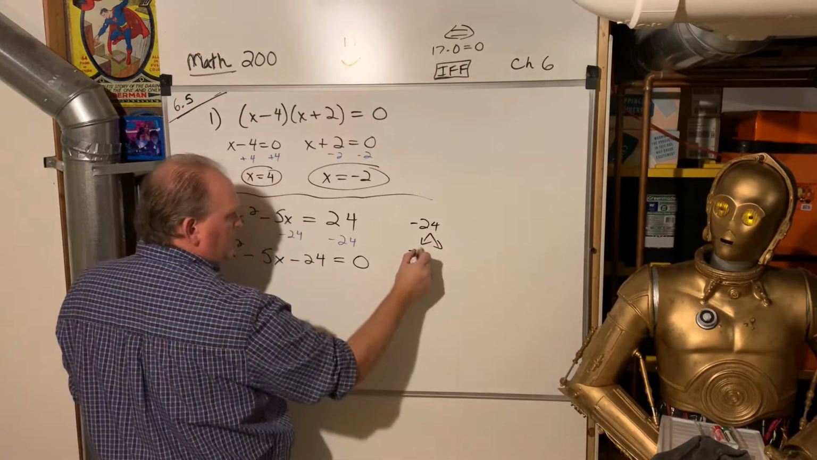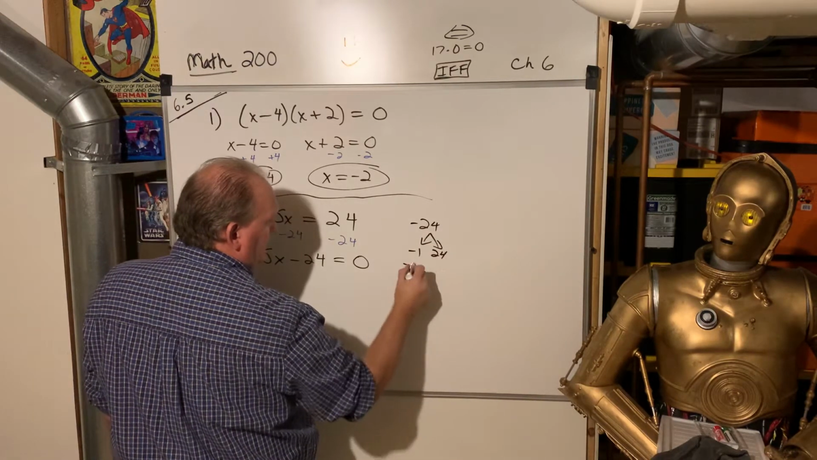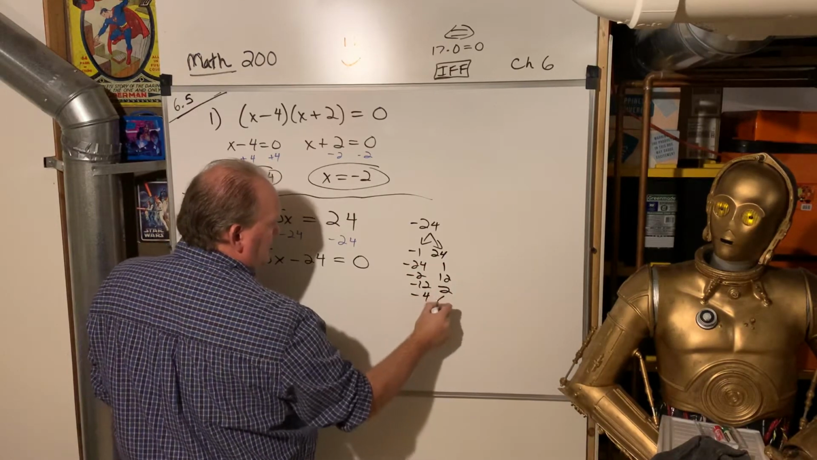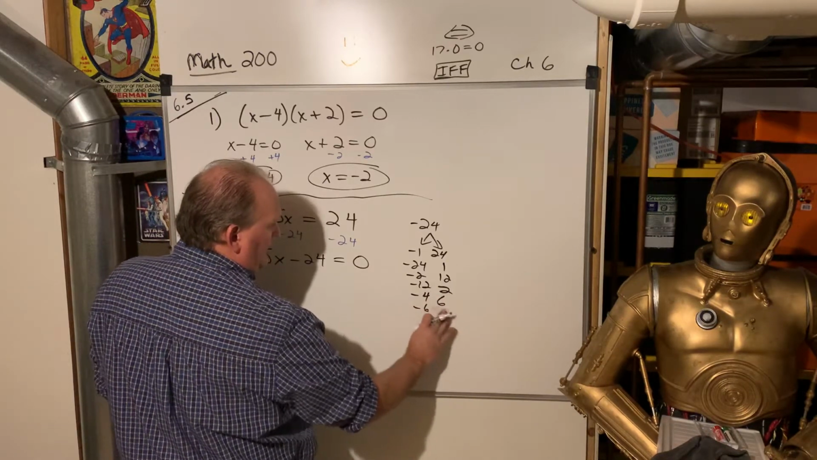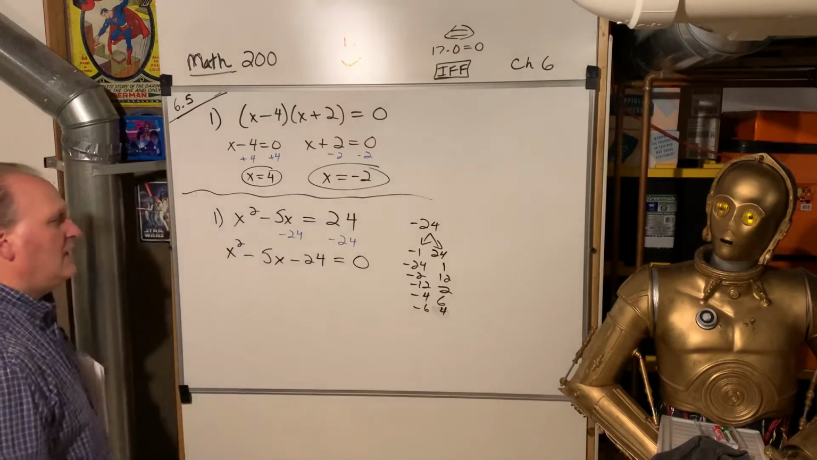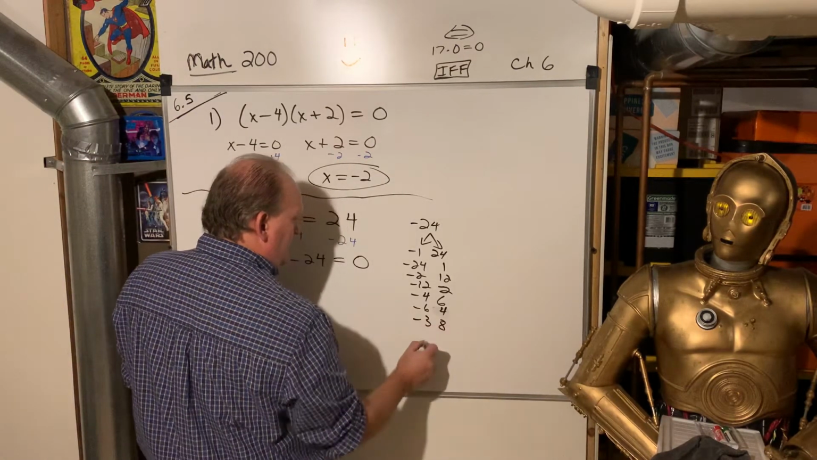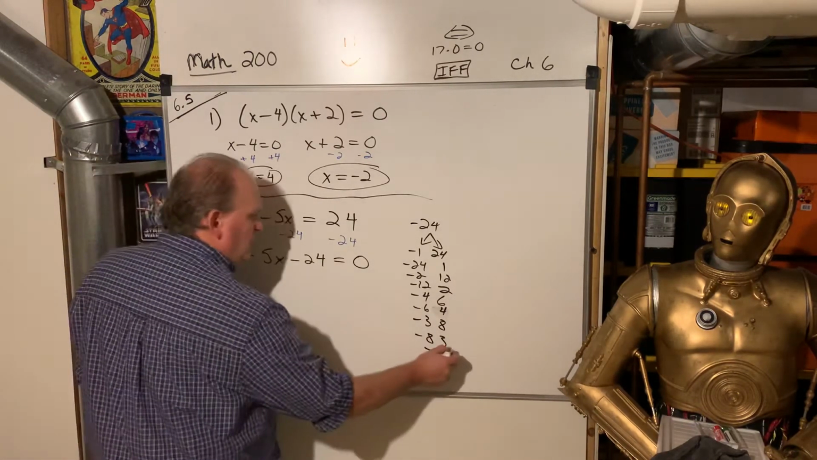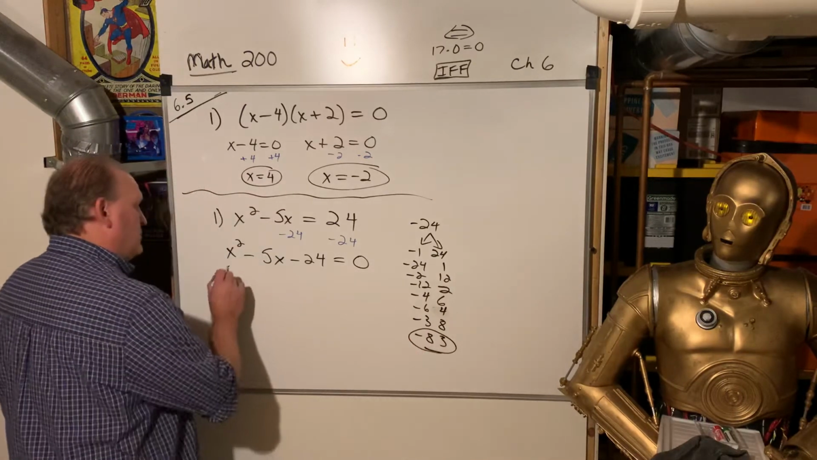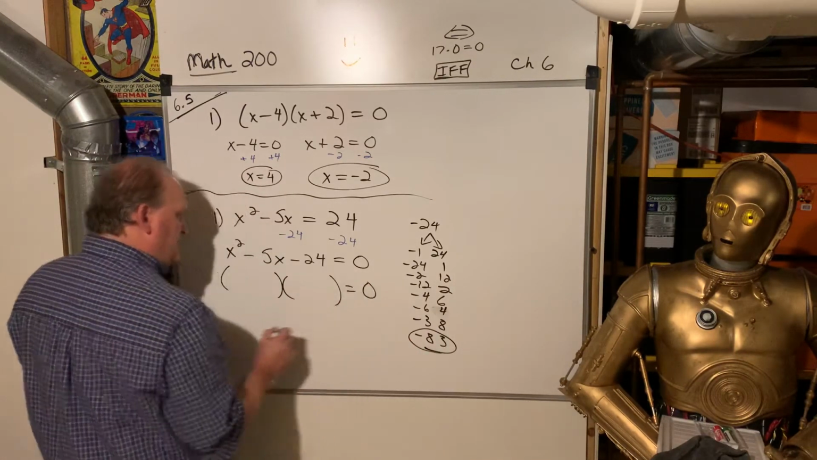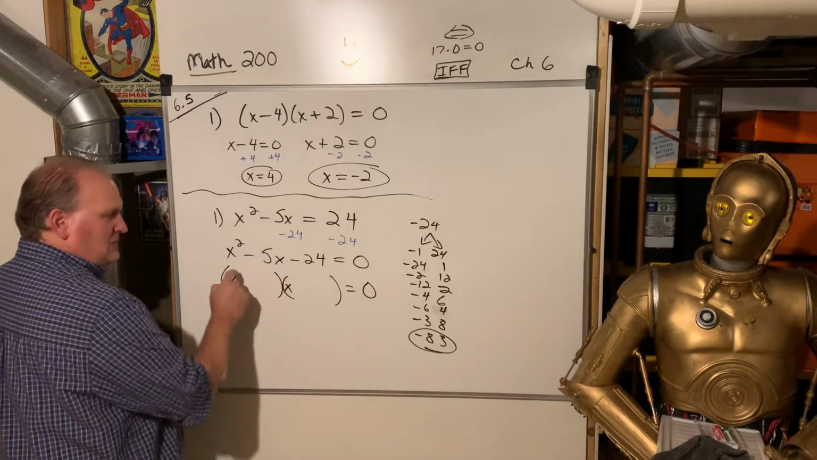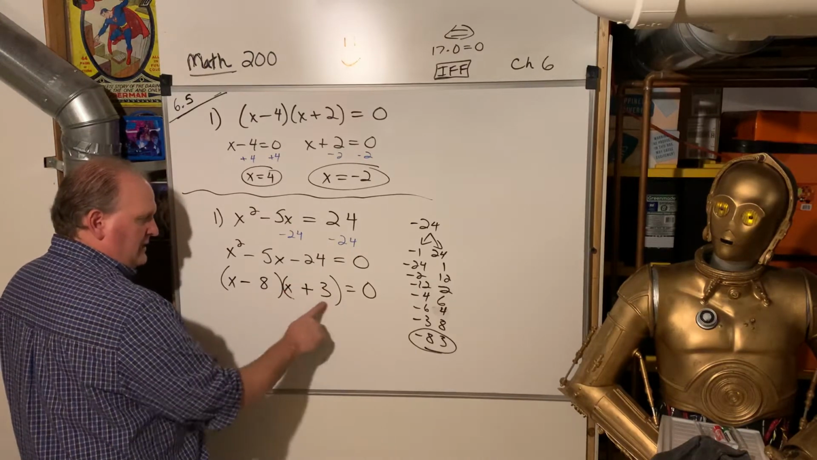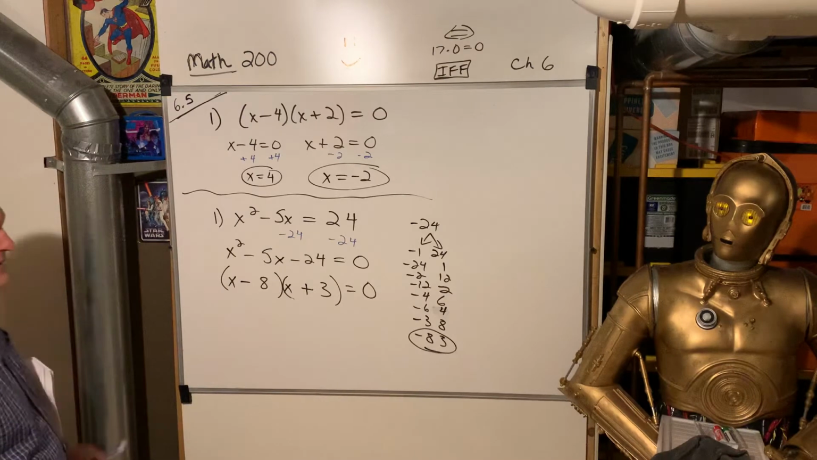Okay? So we look at the -24, the suspect list for -24: -1 and 24, -24 and 1, -2 and 12, -12 and 2, -4 and 6, -6 and 4. I think that's everything. Oh no, -3 and 8, -8 and 3. All right, that's everything that multiplies to give you -24. This one is the one that adds up to -5. So we break this into a binomial times a binomial. x times x gives me x squared, minus 8 plus 3. That gives me -24 when I multiply and -5 when I add. All right, so that is factored.